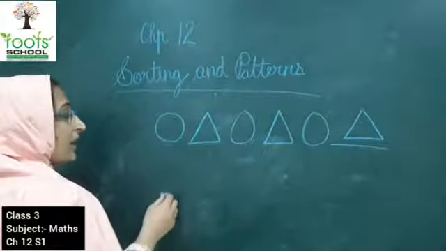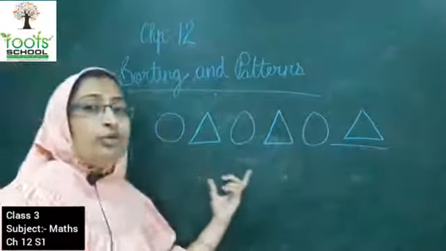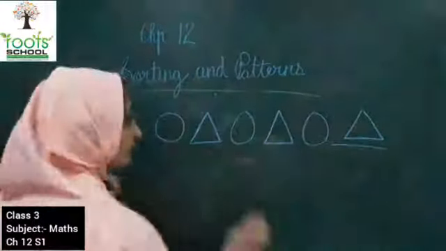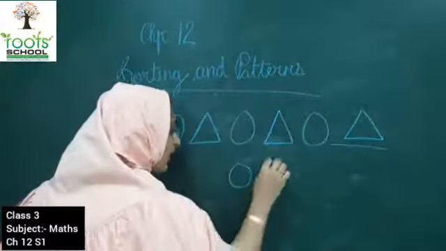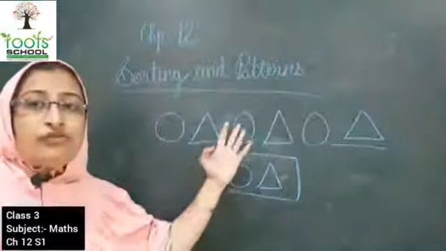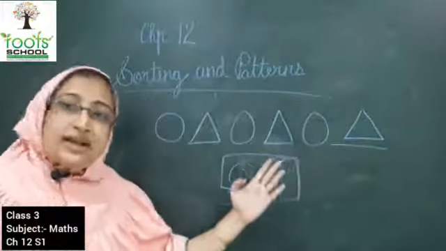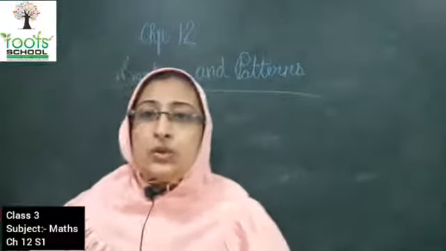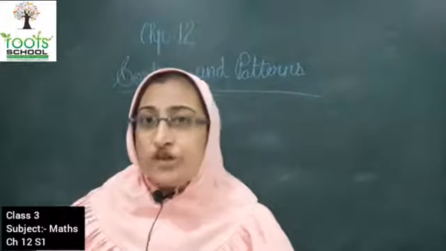Okay. Now I will say that you have to follow the sequence of this pattern. So what is the sequence? A circle and the triangle. This is the sequence of this pattern. Understood? Okay kids. So this was a pattern with shapes.